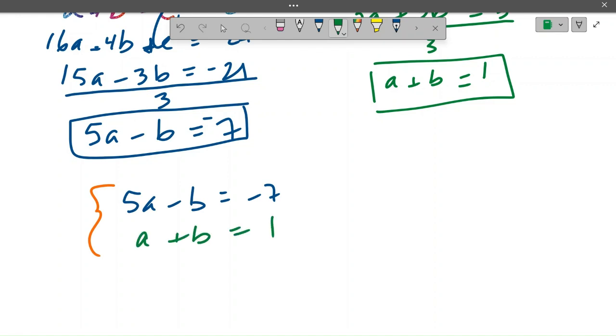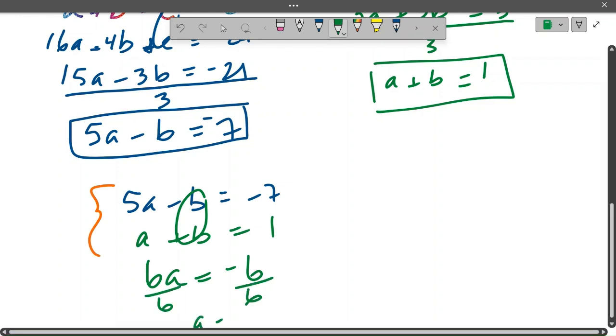So what's great about this particular equation is there's a positive b and a negative b, so this becomes a 0. So I have 5a plus a, which is 6a, equals negative 7 plus 1, which is negative 6. When I solve for a by dividing by 6, I get a equals negative 1. Okay, so there's my a value.